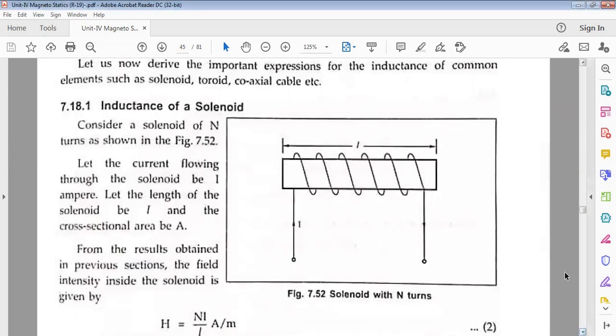First one is the inductance of the solenoid. Consider a solenoid of N turns. Let the current flowing through that solenoid be I. Let the length of the solenoid be L, and the cross-sectional area be A. The current I passes through the coil, the solenoid length is L, and the cross-sectional area is A.